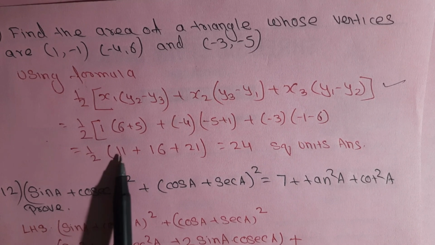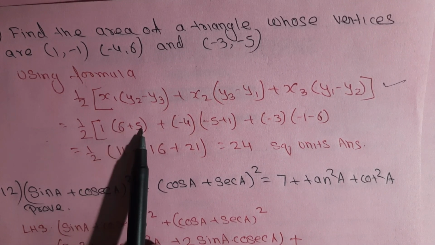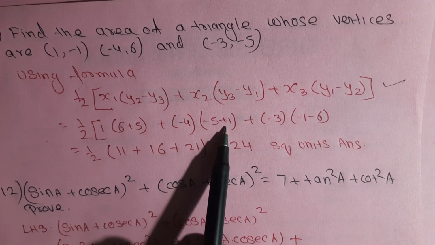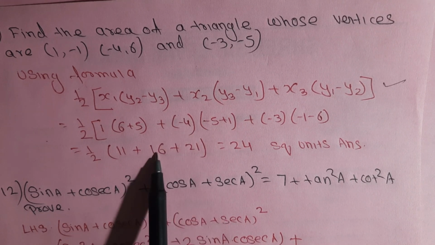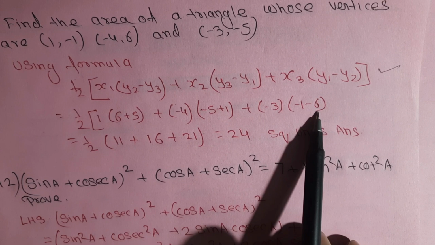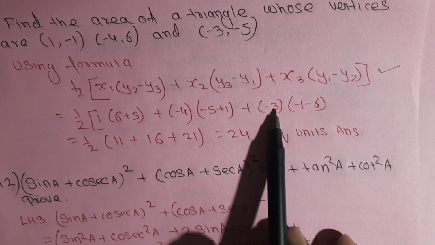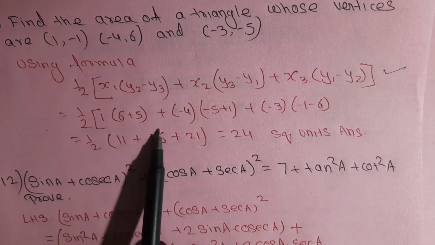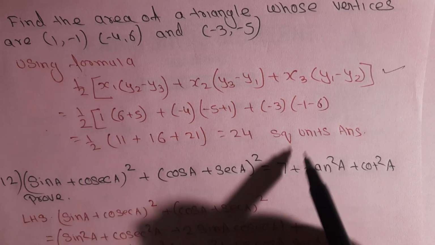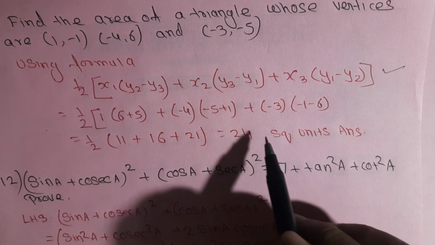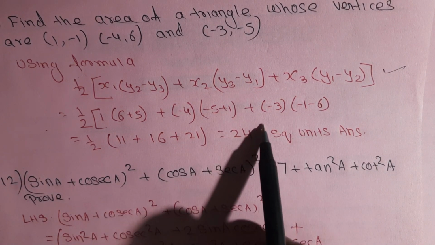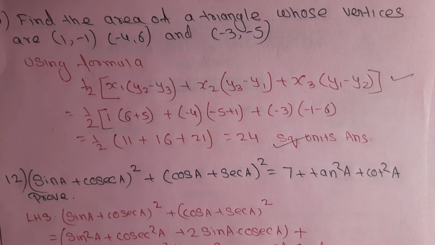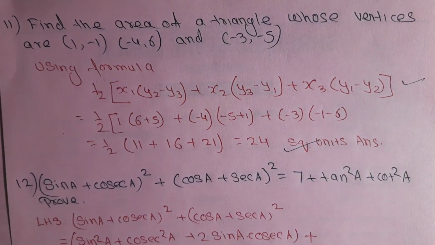You simply solve it. 6 plus 5 is 11. 11 ones are 11. This is 4 minus 4 plus 16. This is minus 7. 3 sevens are 21. Minus will be plus 21. Now again you add it, you cancel it, and you will get 24 units. Means 24 square units. Since it is area, we have to write the square. So 24 square units is the area of the triangle for the given vertices.